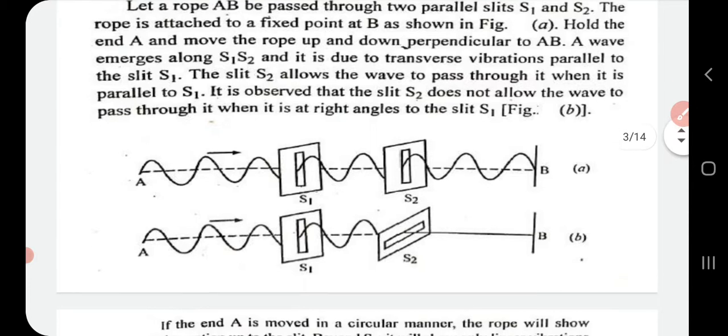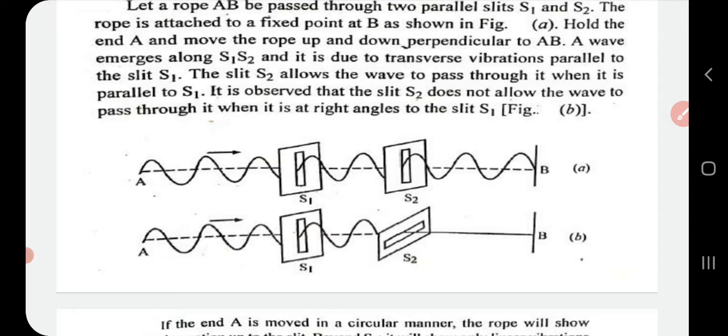See, here you can see a string or a rope named AB. One end of the rope is fixed at the end B, whereas the end A is free. Now at that free end, suppose that you are moving that string up and down. So when you're doing that, you are actually creating transverse waves.